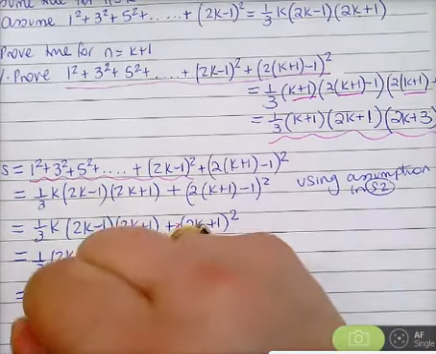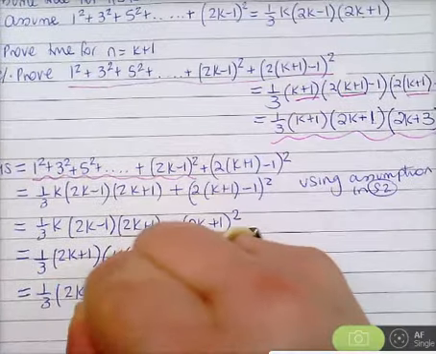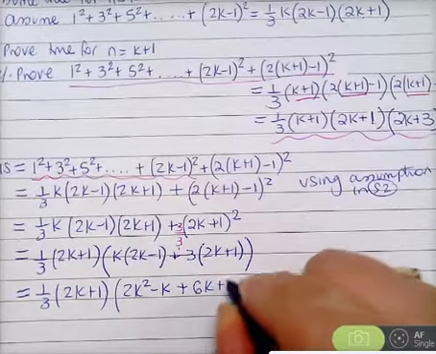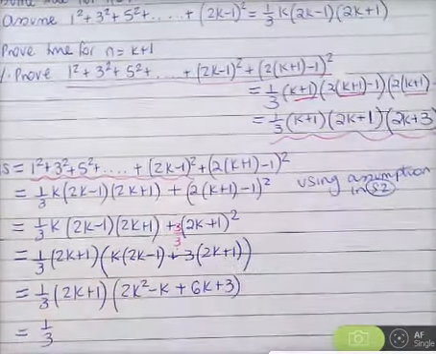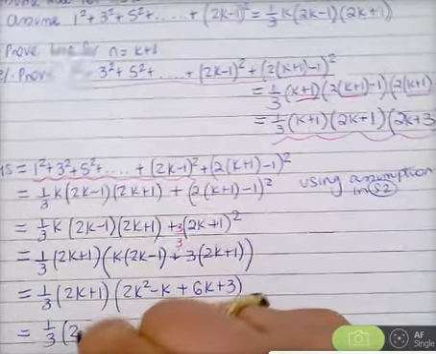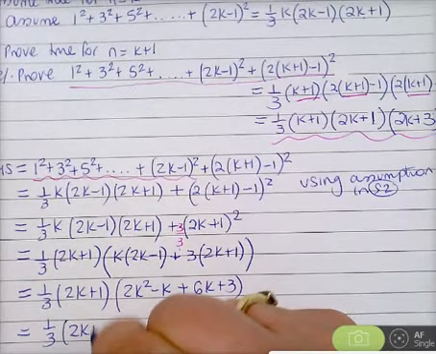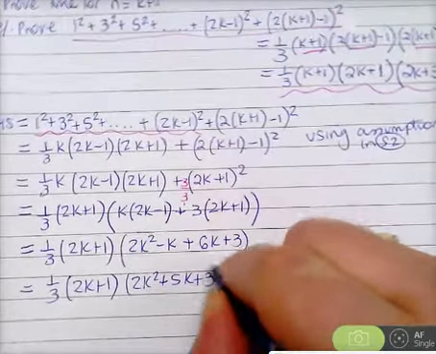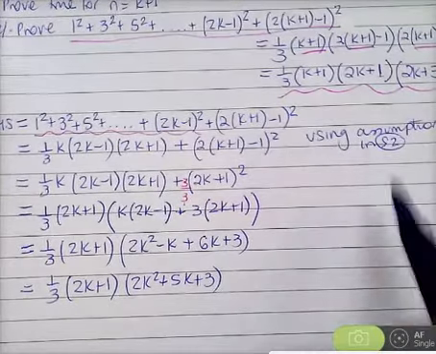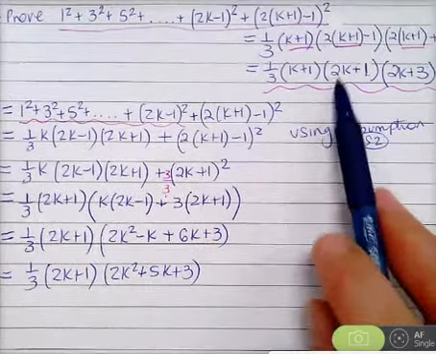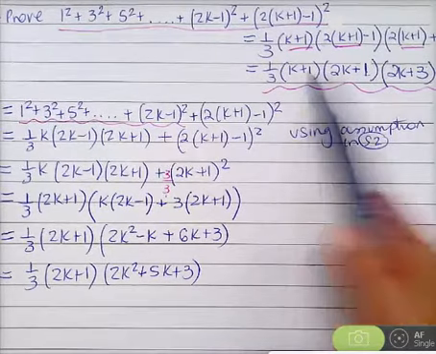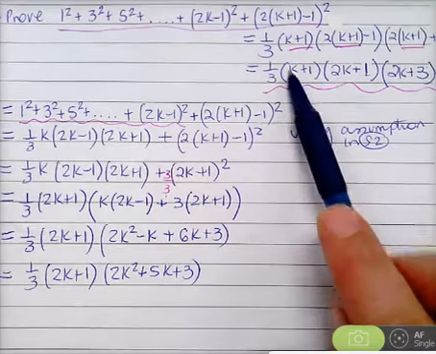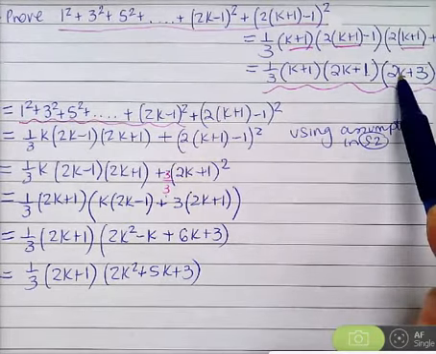So now let's expand. A third, 2k plus 1, 2k squared minus k plus 6k plus 3. Oh, I see. 2k plus 1, 2k squared plus 5k. Now this is where you look at the answer, see what you're missing, and hope. You've got the third and the 2k plus 1, but you're missing the k plus 1 and the 2k plus 3. Just have a quick check. 2k squared plus 3k plus 2k, that's plus 5k plus 3.